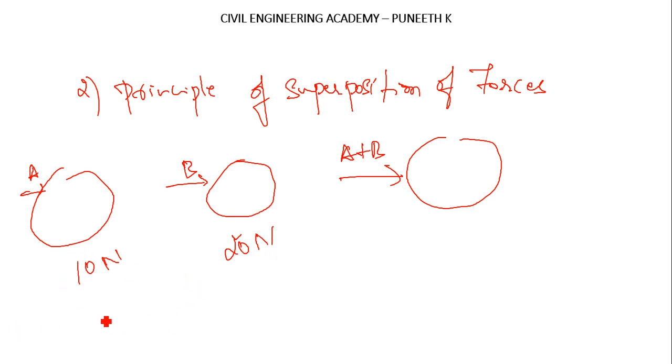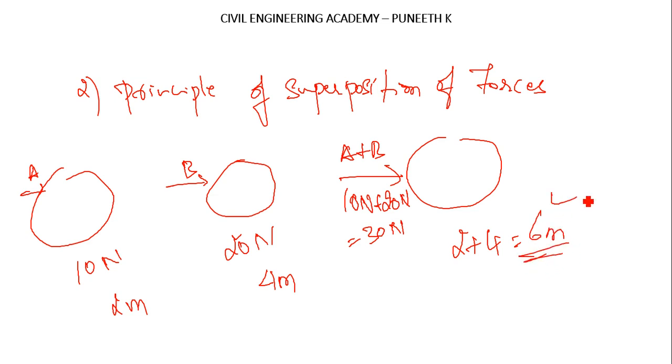When this object is applied with the force of 10 Newton, the object moves by a distance of 2 meters. When the same object is applied with a force of 20 Newton, the object is moved by 4 meters. Here 10 Newton plus 20 Newton, the total is around 30 Newton. Then what will be the distance travelled by this object? 2 plus 4 is equal to 6 meters. That means when you are applying two forces individually, whatever the effect that is produced by the two forces separately, and when the forces are combined, the net effect will be the same.